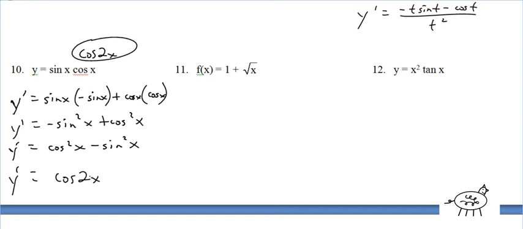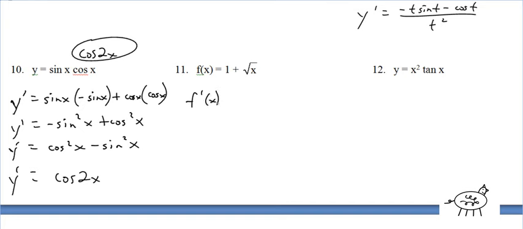Okay? And, obviously if it was written as 2 cosine squared of x minus 1 or 1 minus 2 sine squared of x, all three of those are cosine of 2x. Same thing if it was sine of x cosine of x, that would be sine of 2x. All right? Not bad. Okay, let's keep going here.